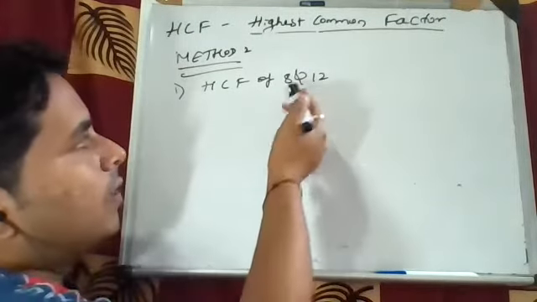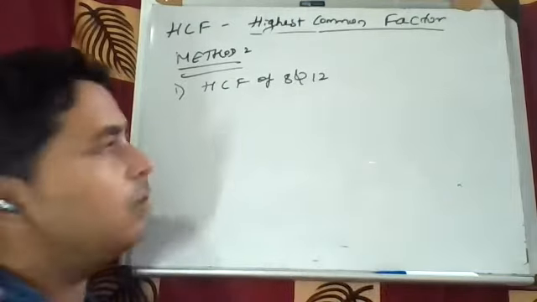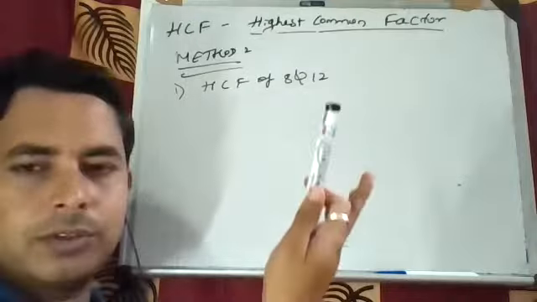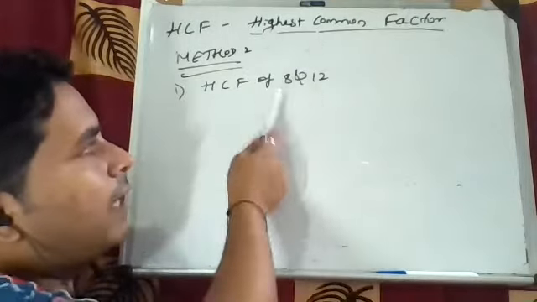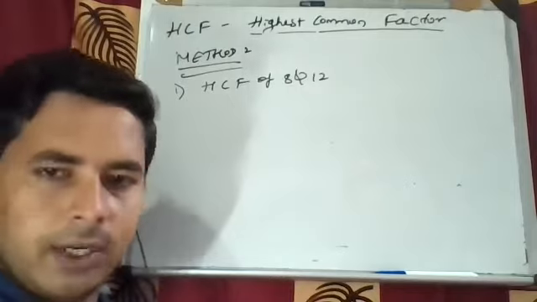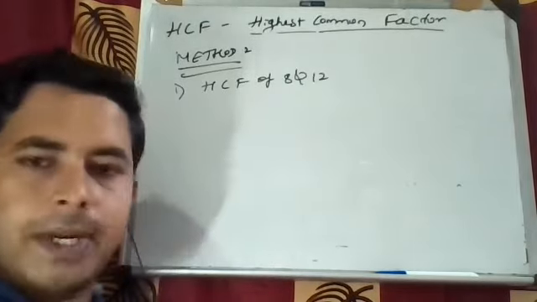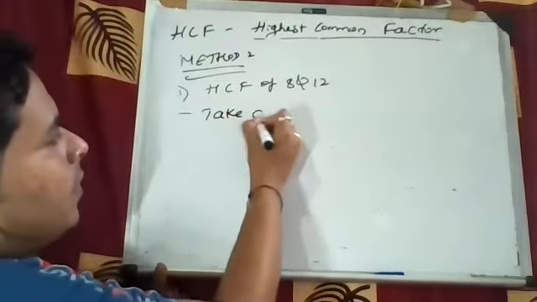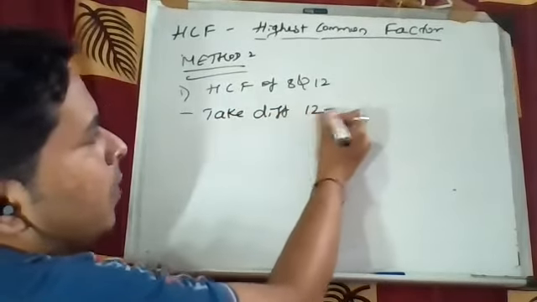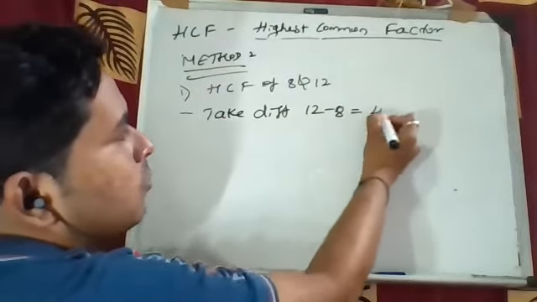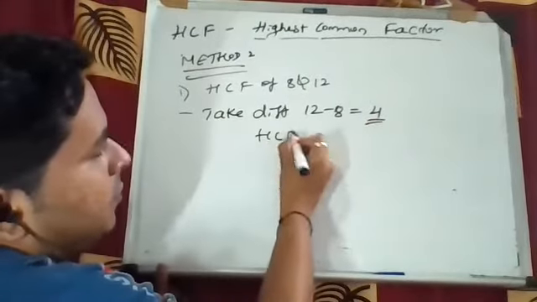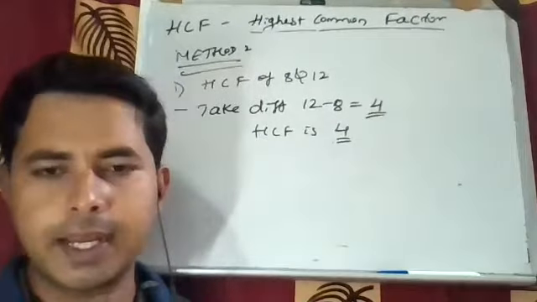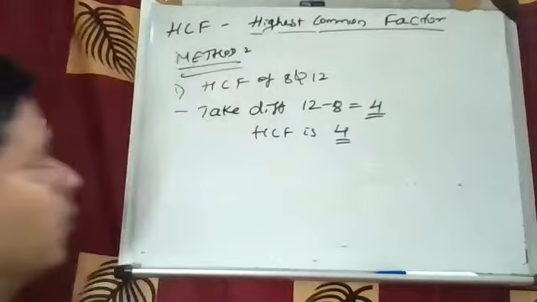With the previous method, I take the smallest number, 8. The factors of 8 are 2 and 4. My 4 will divide 8 and 12, so the HCF is 4. Even better than that, take a difference: 12 minus 8 is 4. So your HCF is 4. Yes, correct.